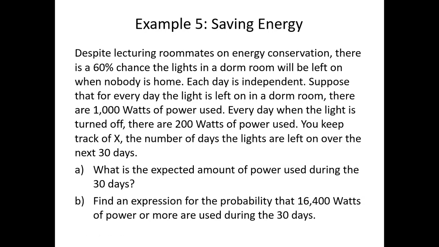So you could see X would be a binomial random variable. The number of trials would be 30, and there's a 60% chance the lights will be left on. So two questions here. What's the expected amount of power used during the 30 days? And find an expression for the probability that 16,400 watts of power or more are used during the 30 days.